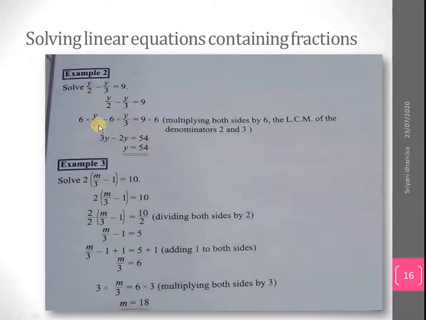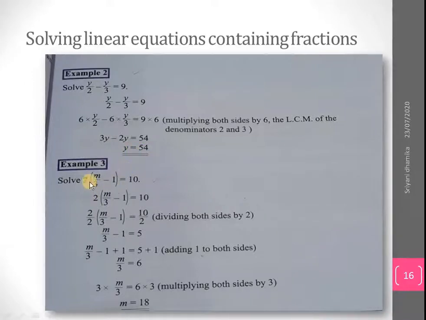Now here divide 6 by 2, the answer is 3 into y, 3y. Now here divide 6 by 3, the answer is 2 into y, 2y, equal to 9 into 6, 54. So simplify these two unknown terms: 3y minus 2y equals y, so y equals 54.